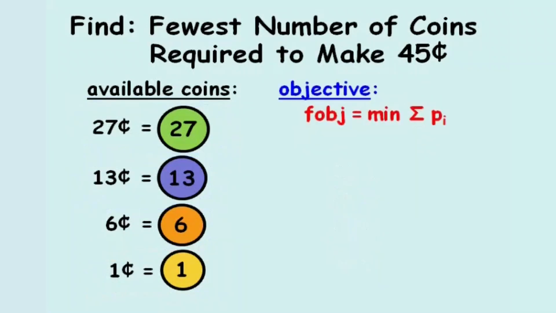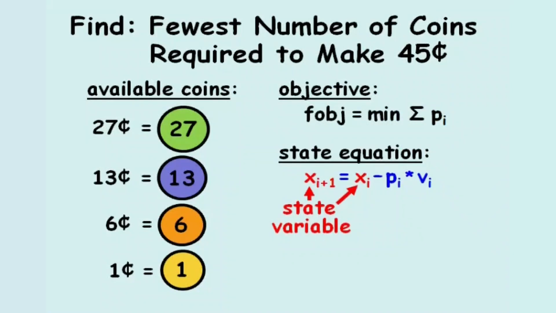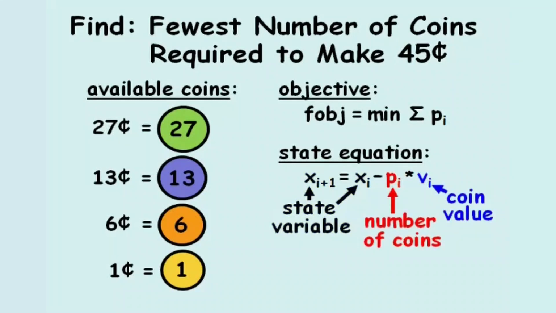For this problem, our objective function is to minimize the number of coins, where Pi represents the number of coins at each stage, i. Our state variable, x, will be the amount of change left to be made at each stage, and Vi will represent the value of coin i. And Pi is again the number of coins chosen to make change from stage i.